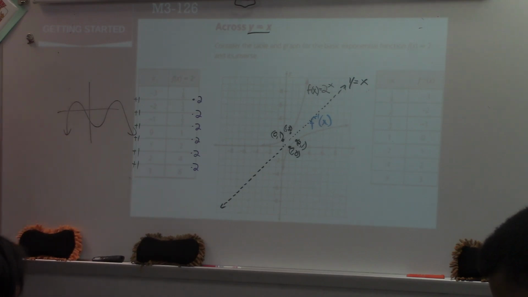Now, there's one final thing I want to point out. I want you to look at the table for the inverse of f of x. What's the rate of change for that table?